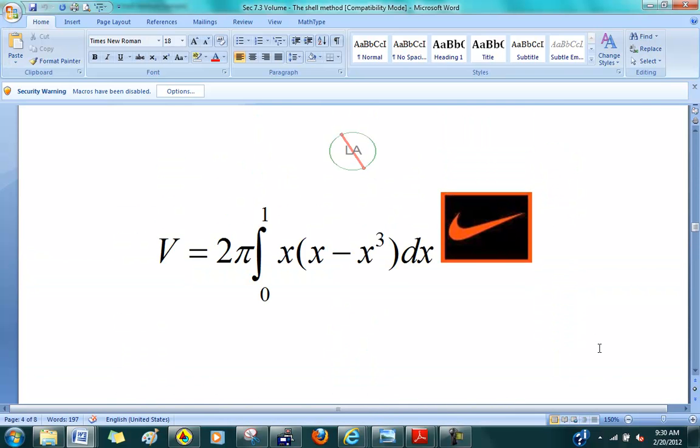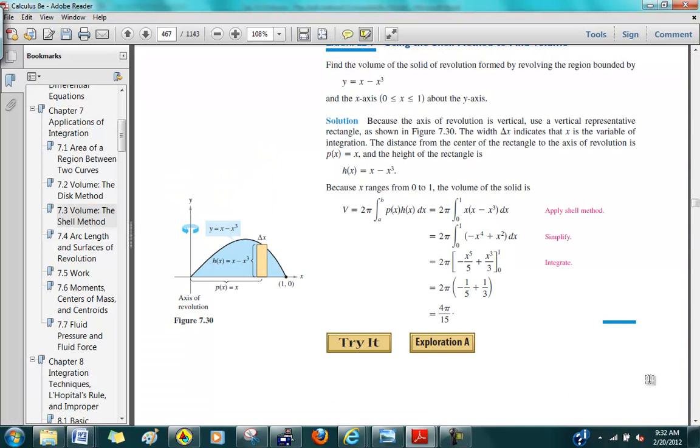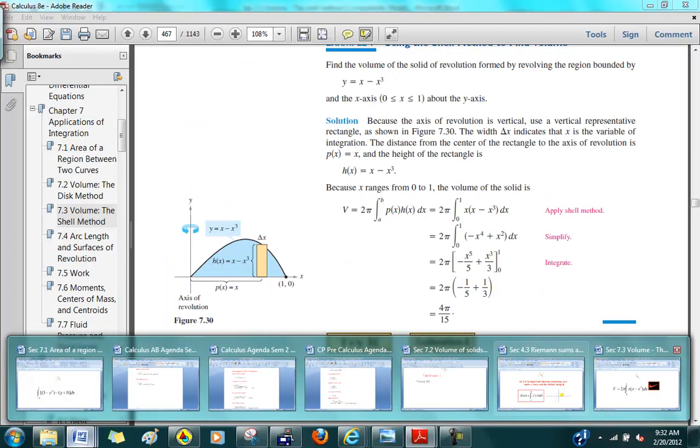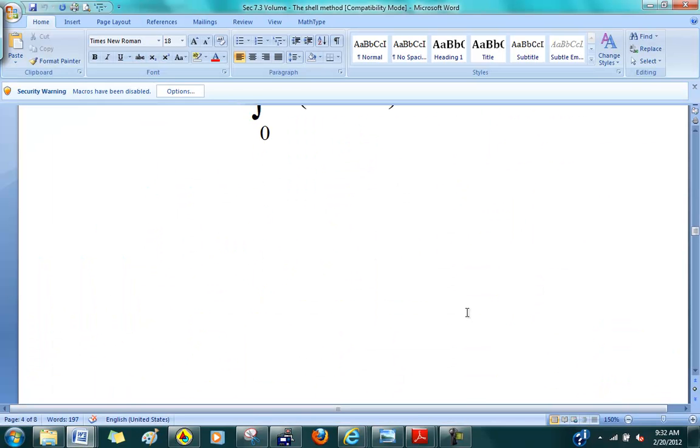I'm going to pause here for a minute to let you finish that. All right, and if you did this correctly, your answer should have been 4 pi over 15. This is an example straight out of the book that I had. 4 pi over 15. Right, next example.